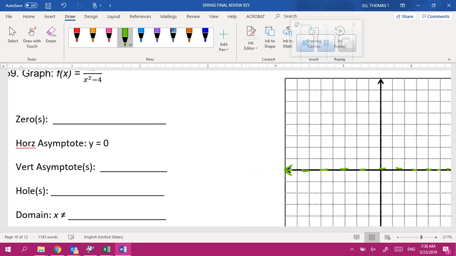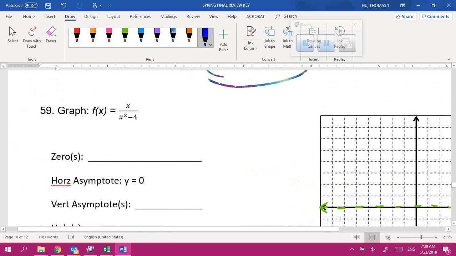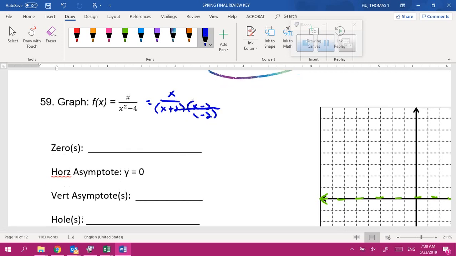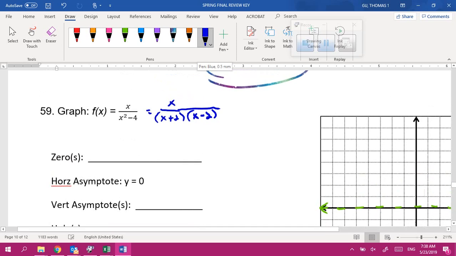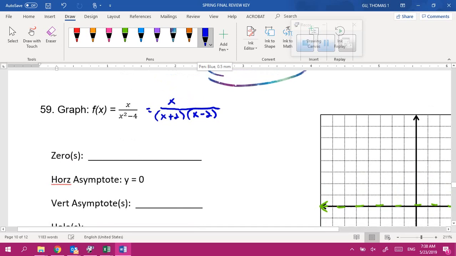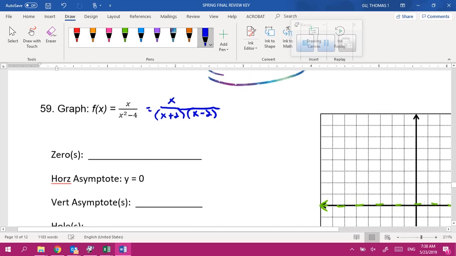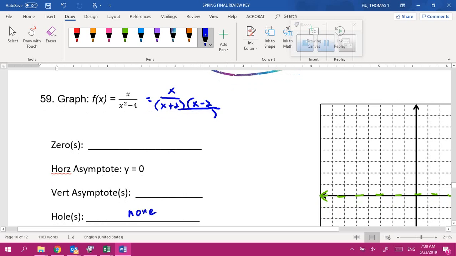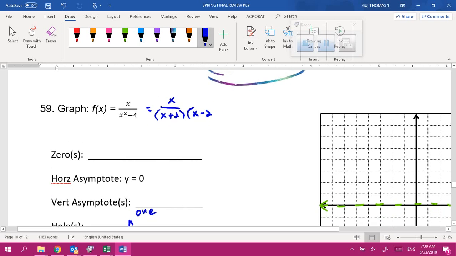And what should we find first? Or what should we do with this equation first? Yeah, we're going to factor the bottom, so the bottom will factor to what? x plus 2, x minus 2, right. So, are there going to be any holes looking at this expression? No, because there's nothing that cancels out, so there are no holes.